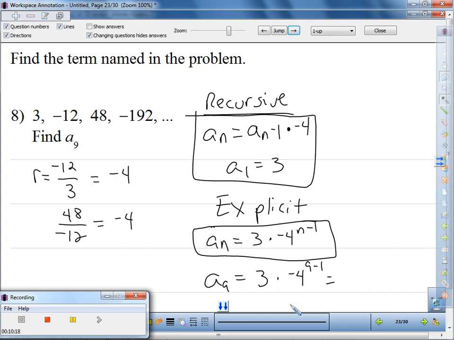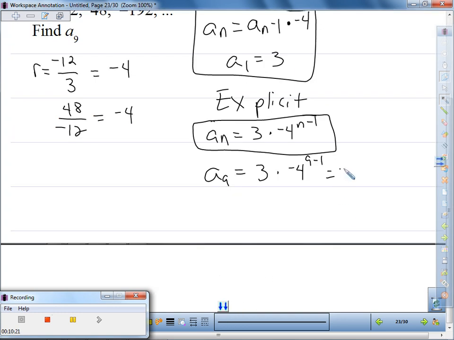Okay, so we're going to end up with 3 times negative 4 to the 8th power. So we take negative 4 to the 8th power and then multiply that number times 3. Okay, and so we end up for our ninth term, it's going to be negative 196608. Okay, and so that's our ninth term.